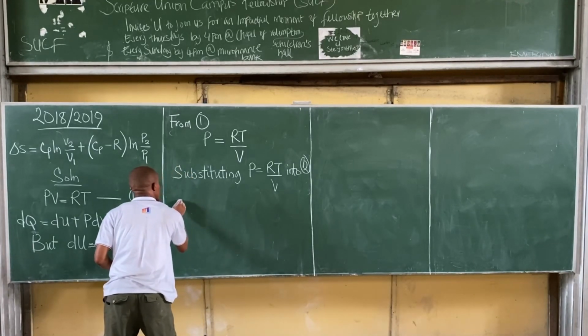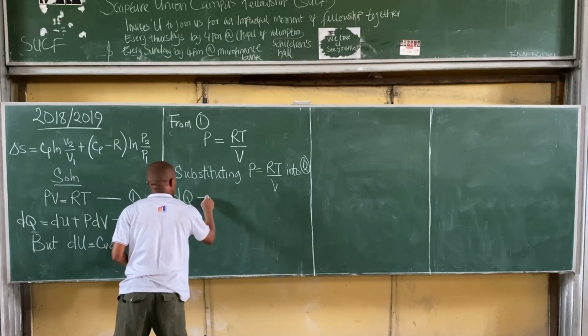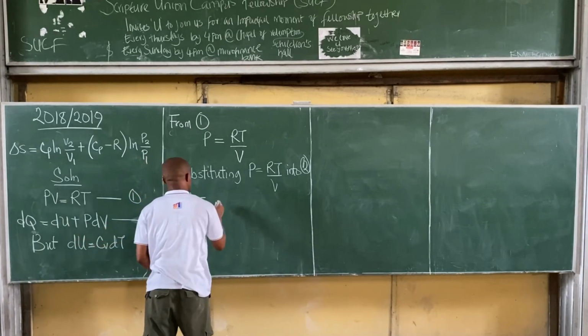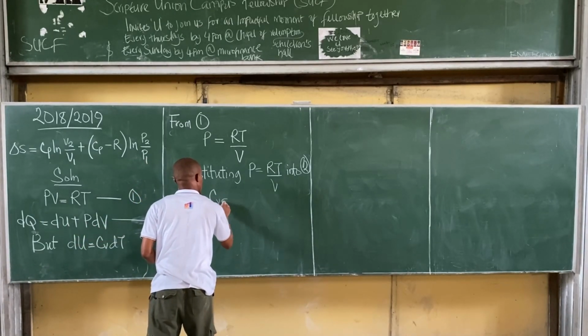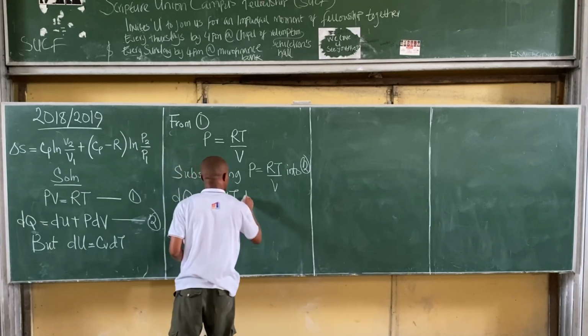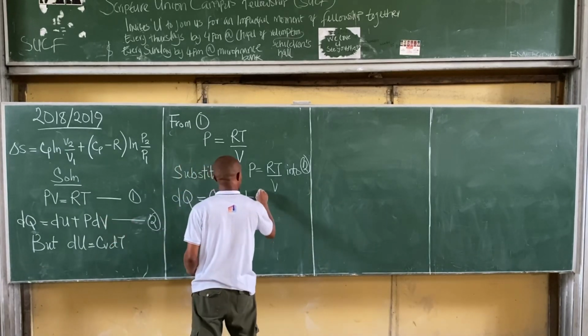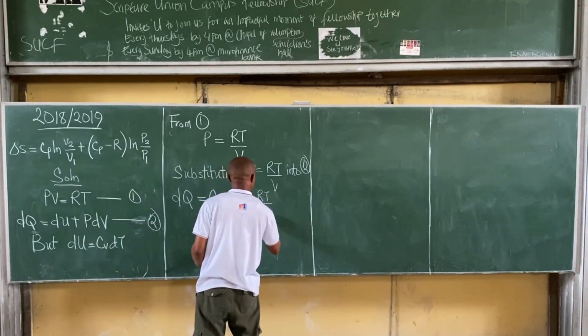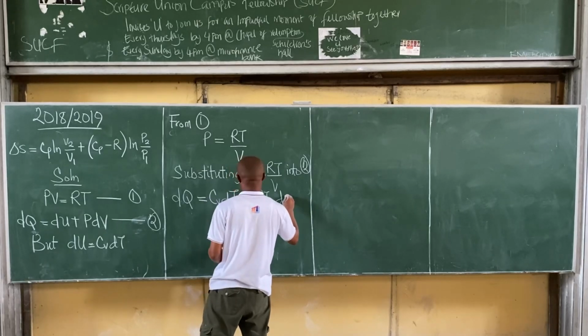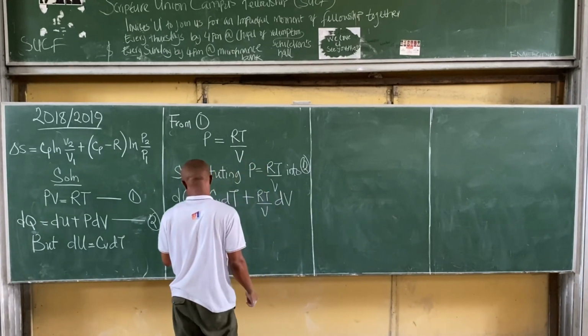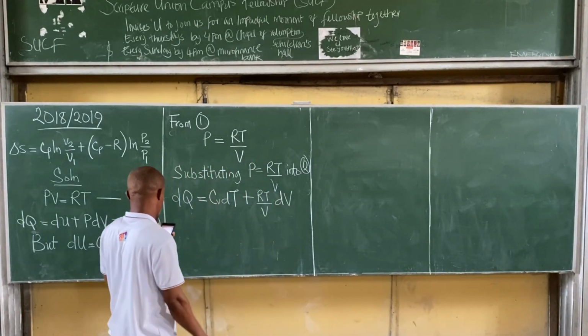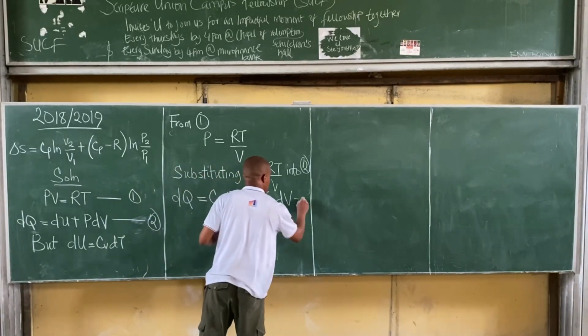dQ equals Cv dT plus RT dV over V, right? Let's call this equation 3.